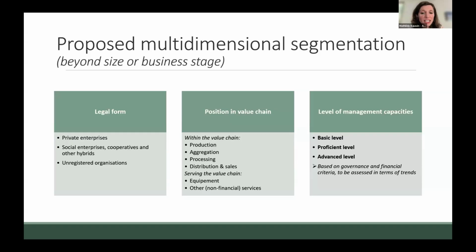So what we are seeing here is that this level of management capacities is actually not directly linked to the business size or to the business stage, which means that a startup, for instance, which is very young, can already have an advanced level of management capacities. On the contrary, an old cooperative, for instance, existing for more than 10 years, can still have a basic level of management capacities. And we consider that the level of management capacities is a bit more relevant to identify the type of support to provide to the agri-SMEs than just the size or the business stage.